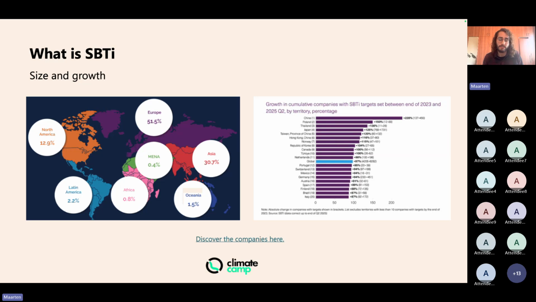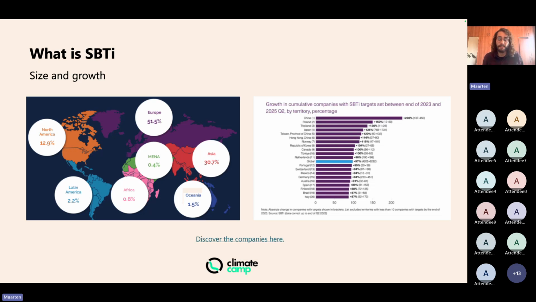Over half of the targets set in SBTi are European targets. Now, there is nuance to this, because on the right-hand side, you can see the growth of which countries have set targets. And between 2023 and 2025, Asia has been catching up rapidly. China is the biggest growth of SBTi targets, but we might be the continent with the most targets, but the country with the most targets is Japan, which you can also see in this ranking here. I think they have, if I'm not mistaken, over 2,500 companies committed to SBTi.